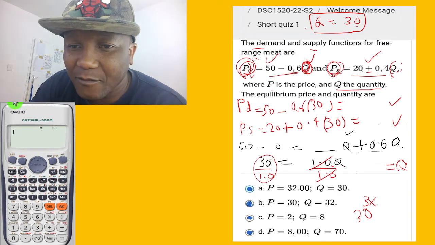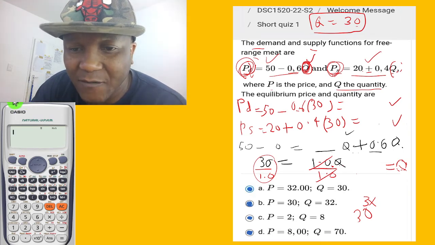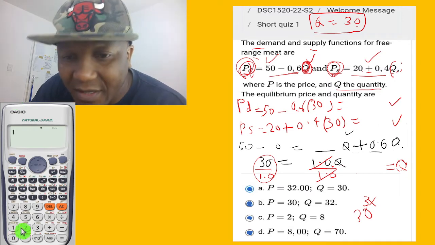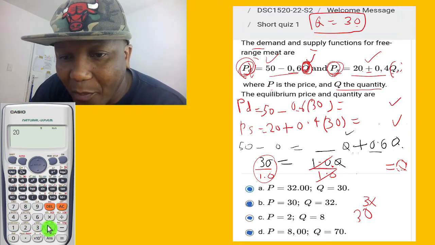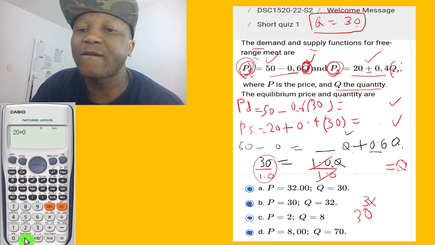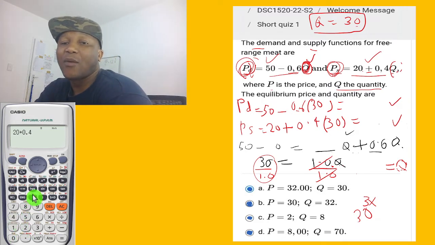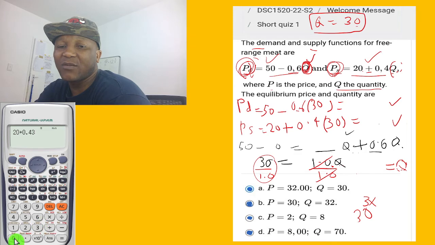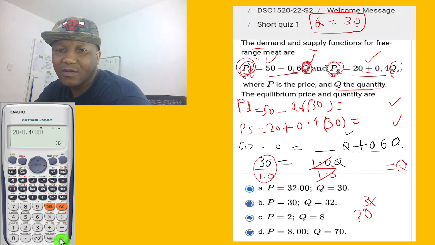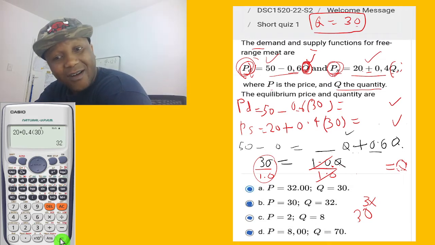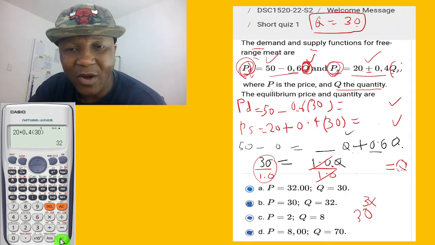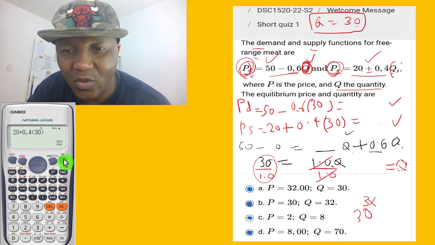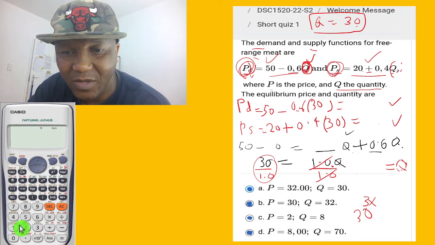The next one is 20 plus 0.4 times 30, which is our Q. I forgot the bracket. How can I forget the bracket? 32. Did I get the same one for the other one? Let's see. This is 32.